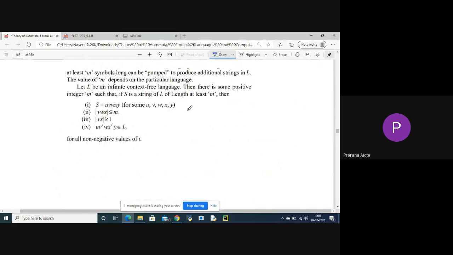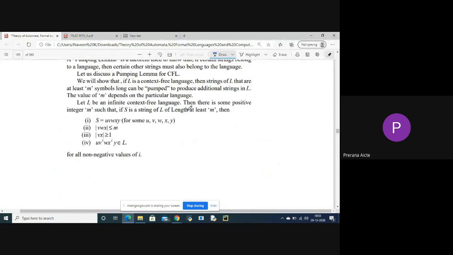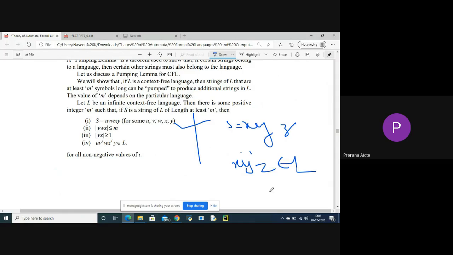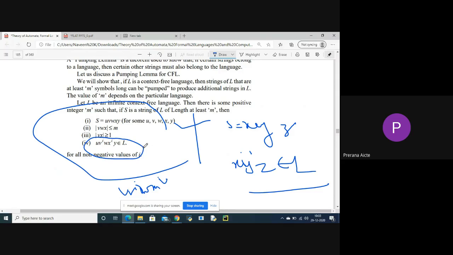Here there is one more important topic in push-down automata, the pumping lemma of context-free languages. As in finite automata, we take the pumping lemma of regular languages, we take the string S as S equal to XYZ. If X Y power i Z belongs to L, then it is said to be a regular language. Otherwise, it is not said to be a regular language. In the same manner here, if U V power i X W X power i Y belongs to L, then it is said to be a context-free language.